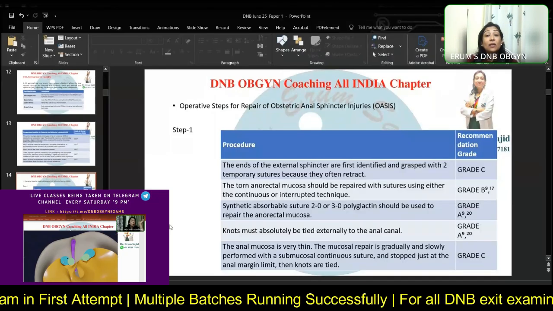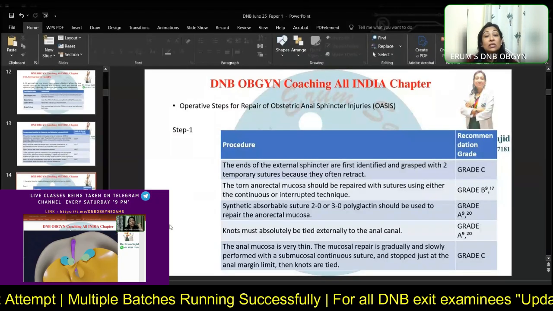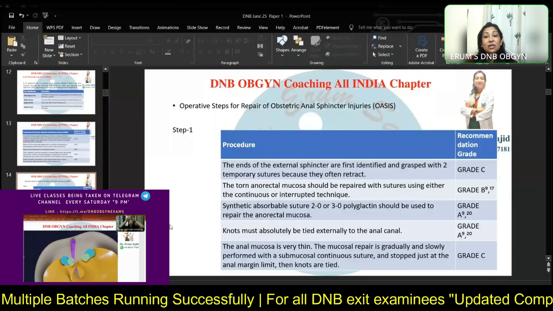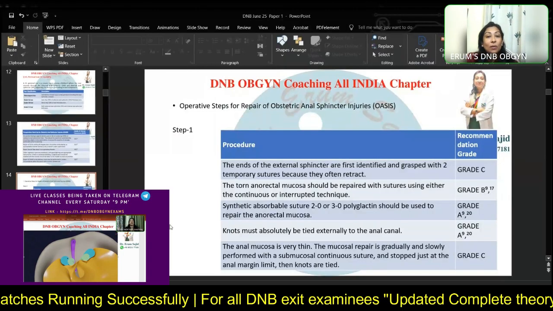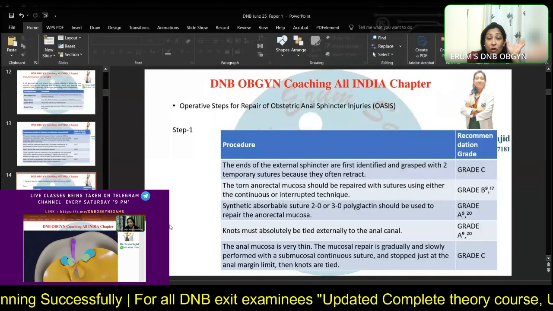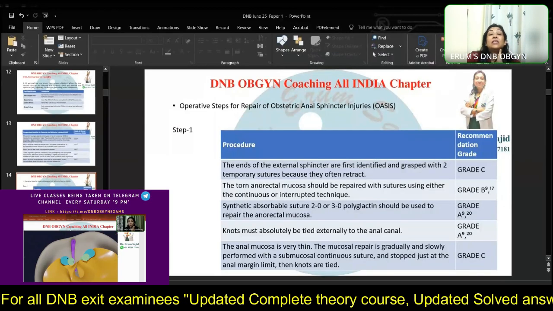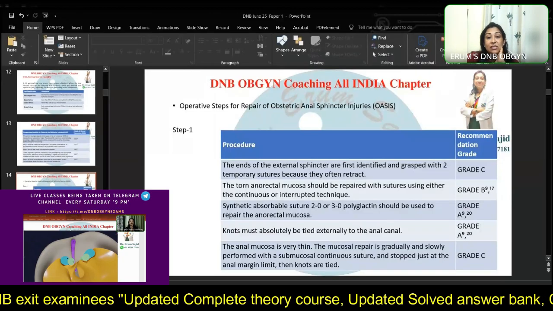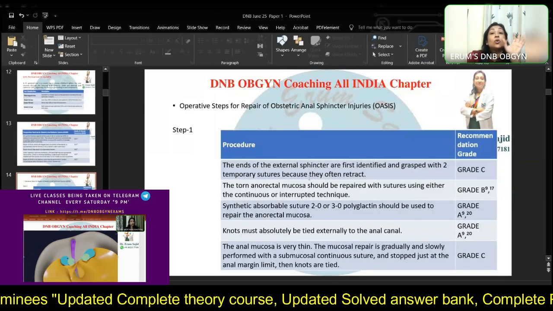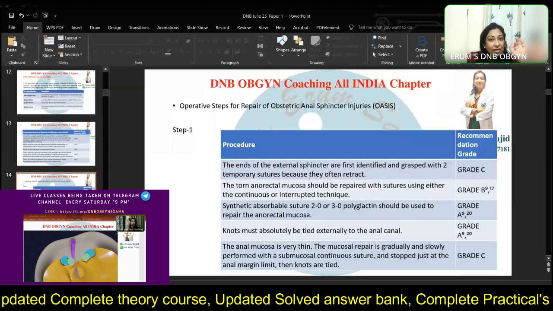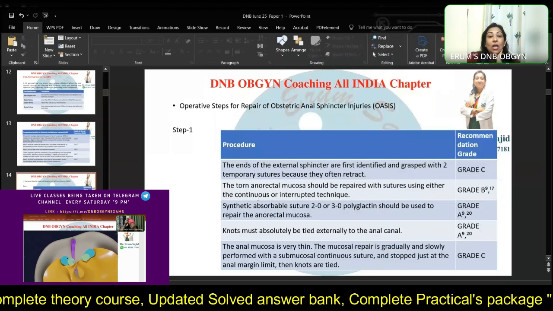The torn anorectal mucosa should be repaired with sutures, using either a continuous or interrupted technique. But here, this is not the one because we're talking about 3C, not 4. So mucosa is not really involved. But as far as the internal anal sphincter is concerned, yes, you should know that it is also supposed to be prepared exactly the same way as you do the external anal sphincter.